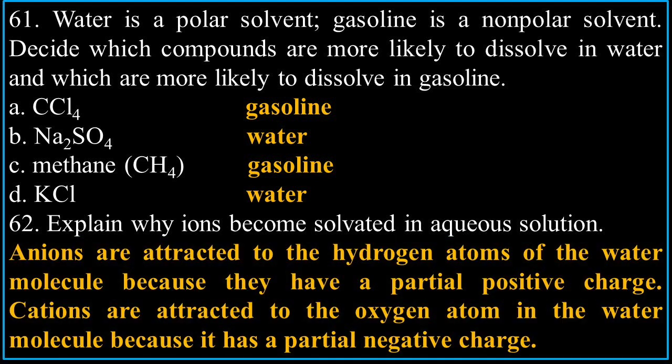Explain why ions become solvated in aqueous solution. Anions are attracted to the hydrogen atoms of the water molecules because they have a partial positive charge. Cations are attracted to the oxygen atom in the water molecule because it has a partial negative charge.